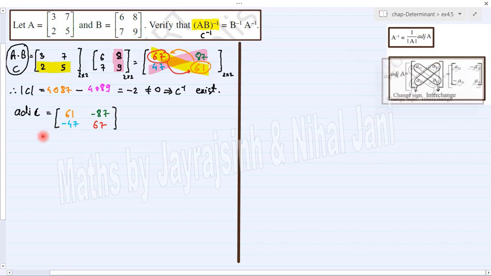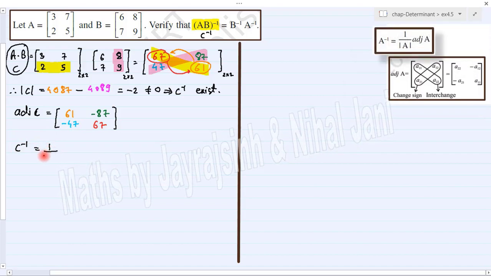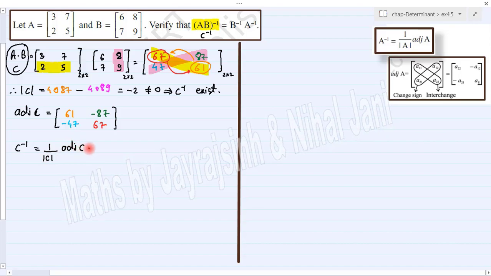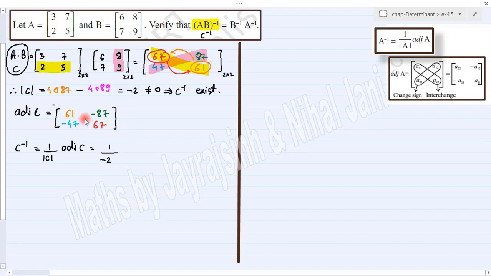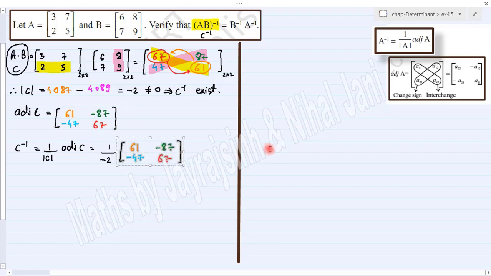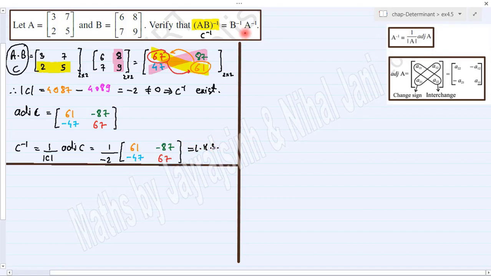So we get our adjoint of C, and we are ready to find out inverse of C, which is 1 upon determinant of C into adjoint of C. So let's get 1 upon determinant of C and multiply with adjoint of C. So we get our left hand side. Now let's try to get the right hand side.